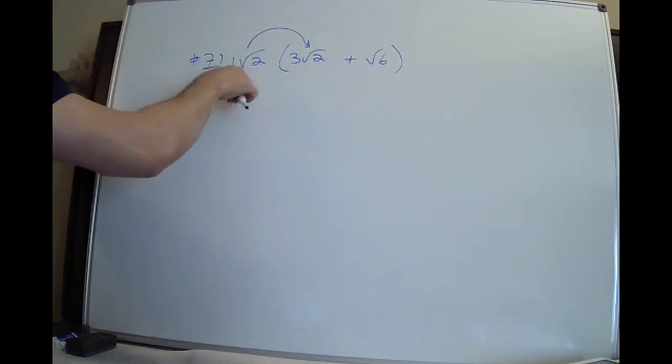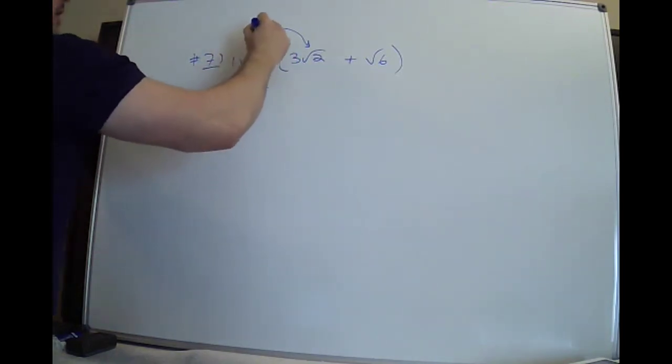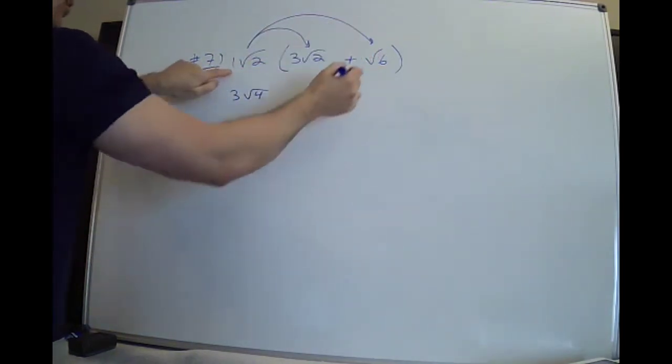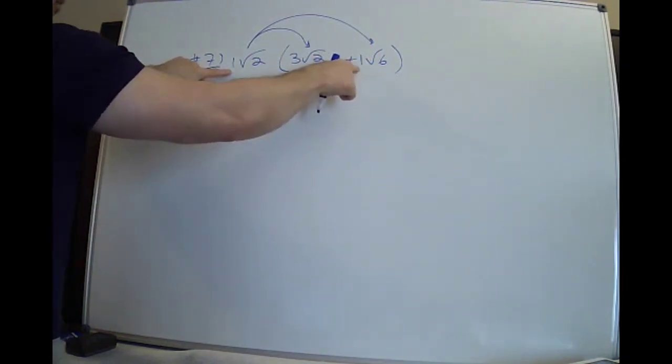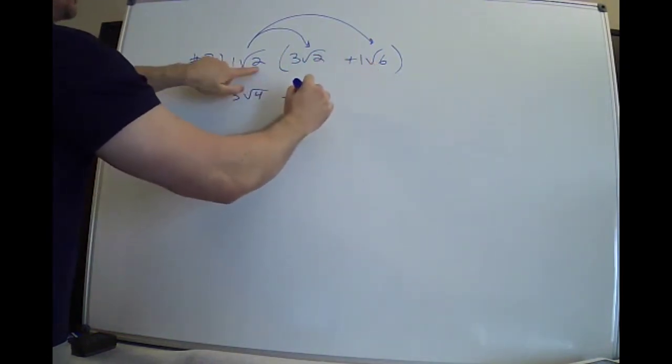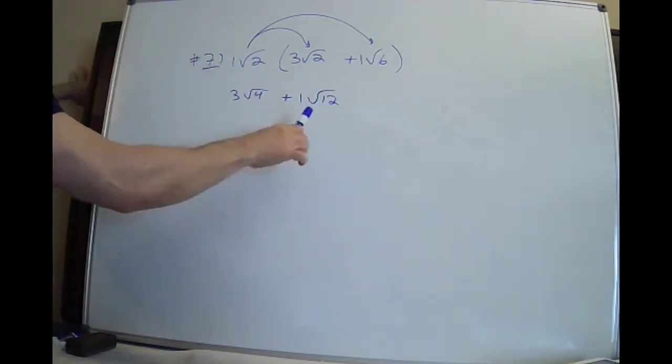So on the outside of the jail, you have a 3. Radical 2 times radical 2 is radical 4. Now again, at the end, you have a 1 here and a 1 here. So what's on the outside? 1. 1 times 1 is 1. Radical 2 and radical 6 make radical 12. You multiply the numbers on the outside, you multiply the numbers on the inside.